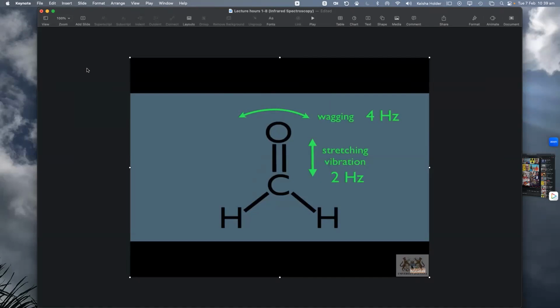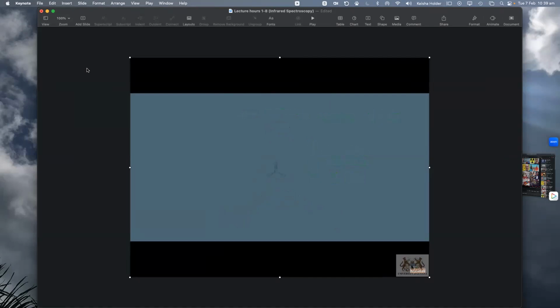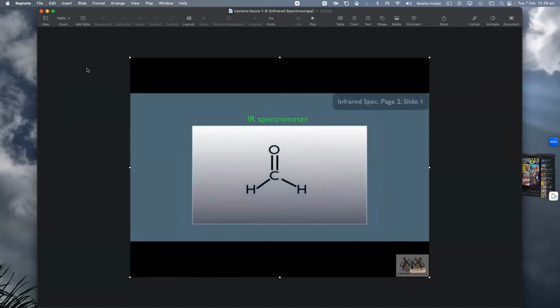If that's the reality, then let's see what happens when we take our formaldehyde molecule and stick it in the IR spectrometer. And let's again label our stretchings at 2 hertz and our waggings at 4 hertz. So here is how the IR spectrometer functions. When the molecule is in the machine, we take something like this, a light source, which has the ability to shine light at a molecule at various frequencies. On the other side of the machine, we have this thing right here, a detector, and all it can do is detect light.